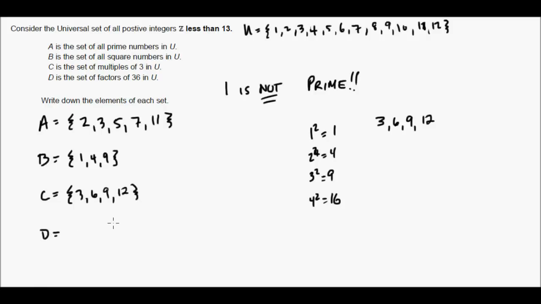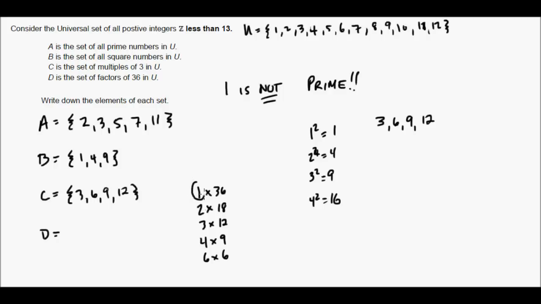And then D, with a set of factors. Factors are numbers that multiply. The way I always do this, and I tell my kids to do this, is if it's 36, I just start at 1. 1 times 36. And then it'd be 2 times 18. 3 times 12. 4 times 9. And 6 times 6. So we want to know the ones that are in between 1 and 12 there.